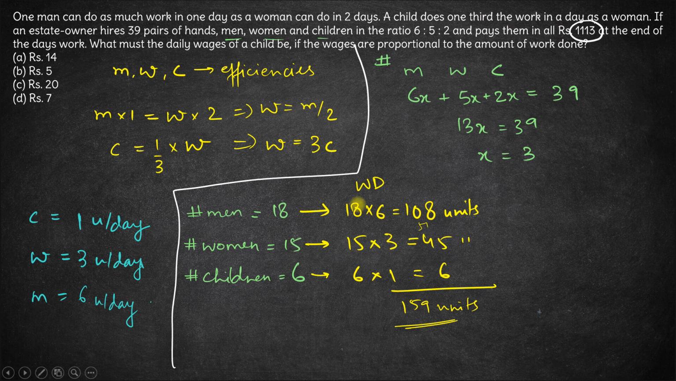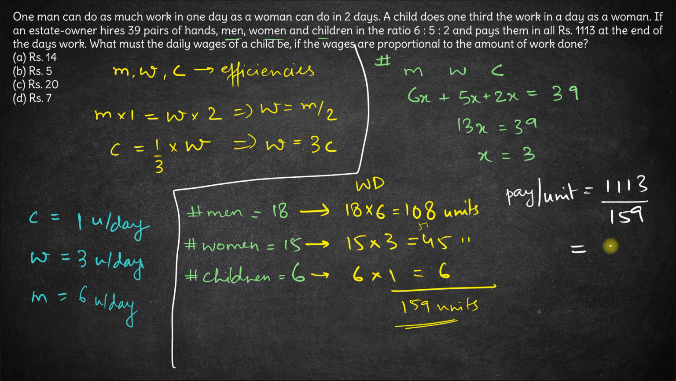Okay. And for these 159 units, the payment that they receive is 1113. So the payment they receive for per unit of the work will be 1113 upon 159, since 1113 is for a total of 159 units. So this comes out to be 7. 159 into 7 is 1113. So payment received for 1 unit of the work done is 7 rupees.